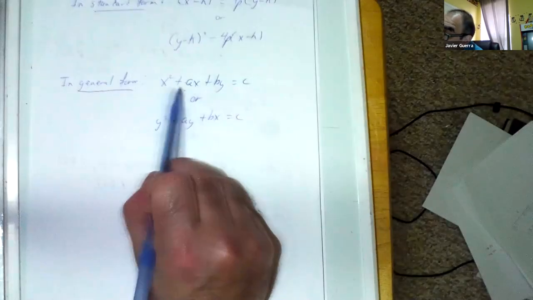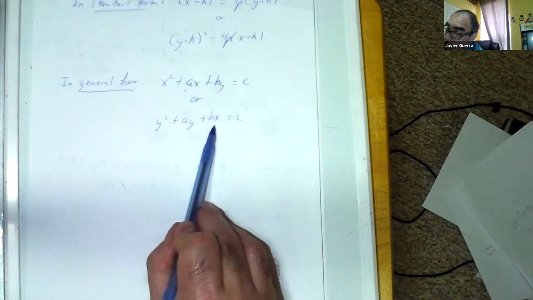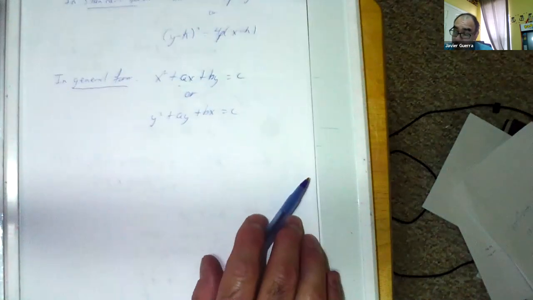That's general form. What we're going to do is convert this expression into this. But the thing is, you're going to have to use completing the square. So I'm going to show you how to do it. It seems like a long process, but once you get it, it's pretty easy. I'm going to show you all the steps on how to do it.